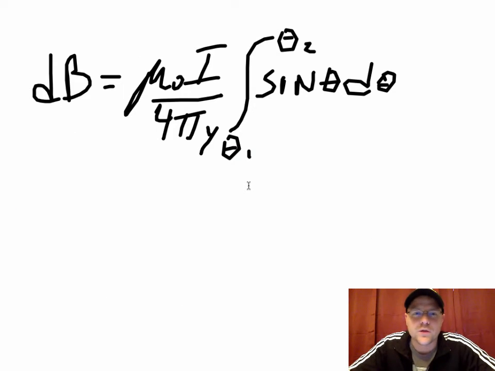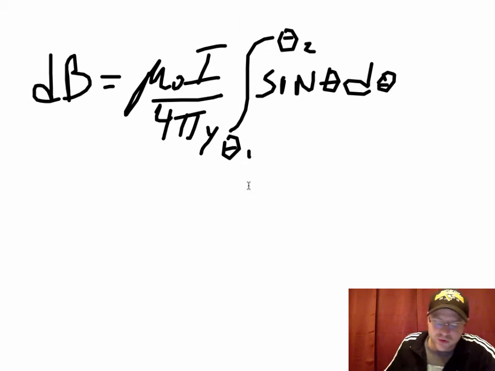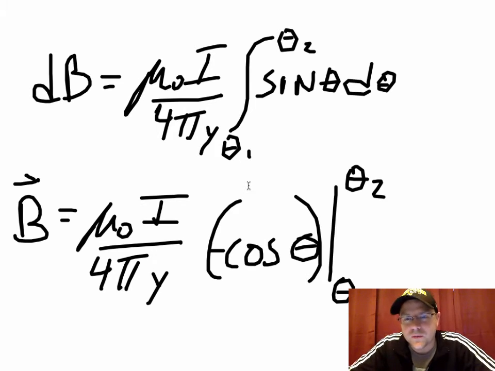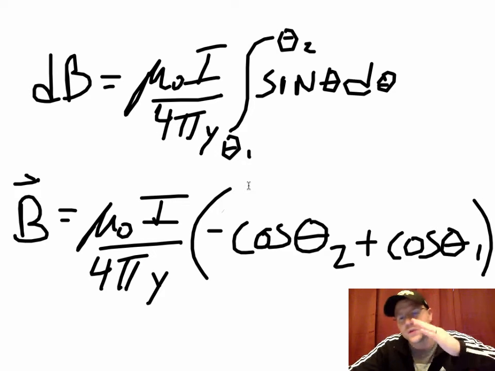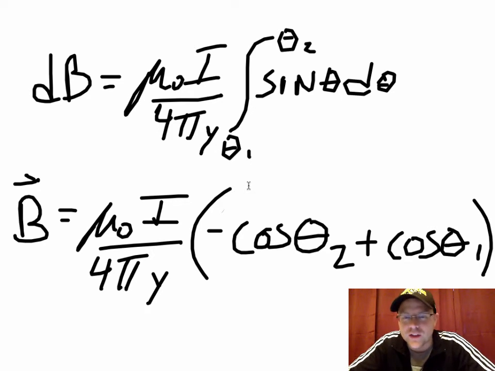I'm left with mu 0 I over 4 pi y, and I integrate sine of theta d theta between theta 1 and theta 2, being any two angles along the length of my wire. So when I do that, what you get is negative cosine of theta between theta 1 and theta 2 multiplied by all of the constants that are out front. The mu 0 I over 4 pi y on the bottom. Putting in those two values, your equation gets a little bit more stretched out, which leaves us with this. You have negative cosine of theta 2 plus cosine of theta 1. Those thetas being the two angles that you pick as you move along the length of your wire.